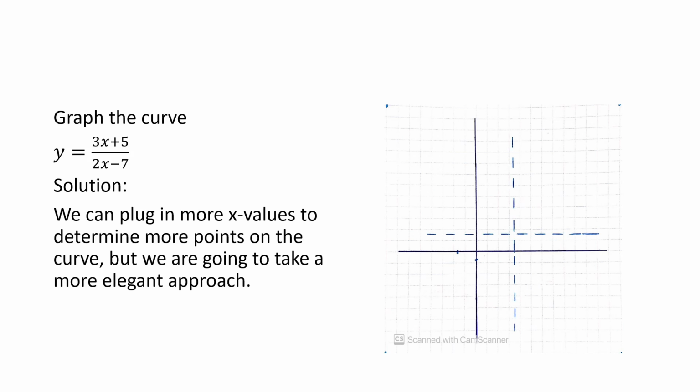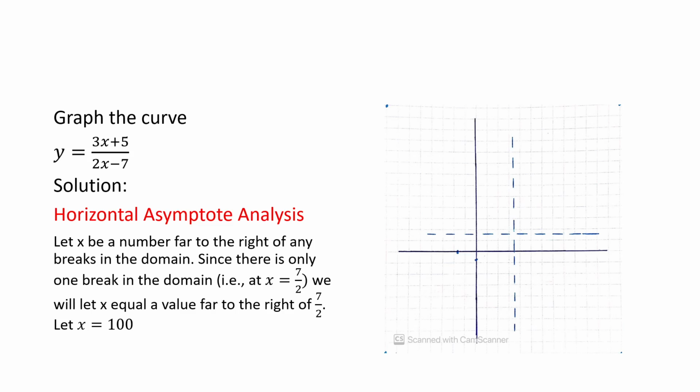Now, we can plug in more x values to determine more points on the curve, and there's nothing wrong with doing that, but let's take a more elegant approach. First, what we're going to do is what's called a horizontal asymptote analysis. We're going to let x be a number far to the right of any breaks in the domain. Now, there's only one break in the domain. In other words, there's only one x value where this curve is undefined, and that's at x equals 7 over 2. So what we need to do is let x be a value far to the right of 7 over 2. And I think the number 100 would satisfy. Okay? 100 is definitely way, way out there to the right.